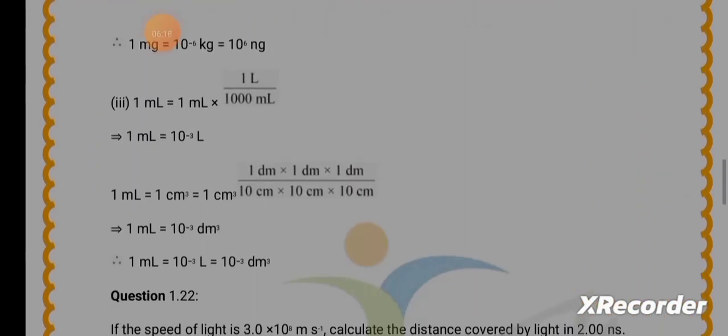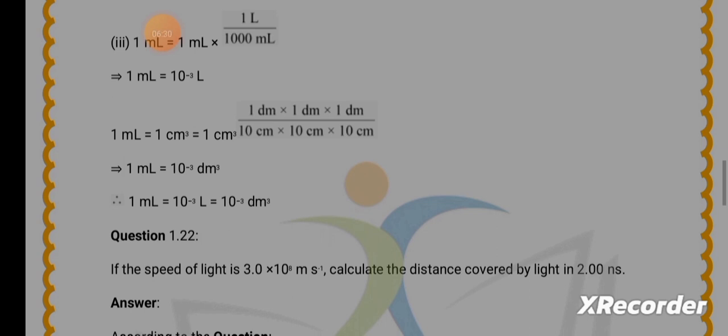Now next, 1 ml is equal to 1 by 1000 liter. So 1 ml is equal to 10 to the power minus 3 liter. Now here, 1 ml is to be converted into decimeter cube.